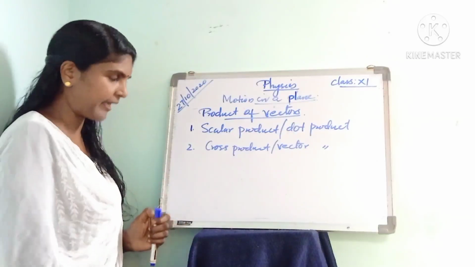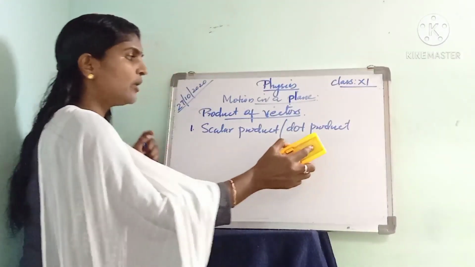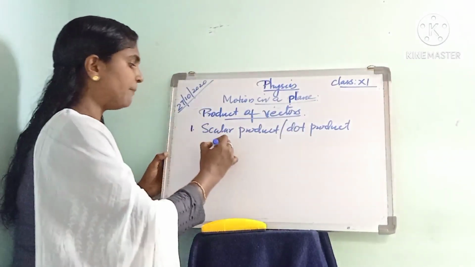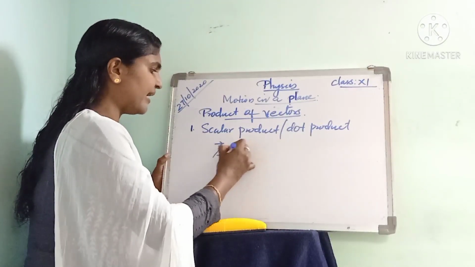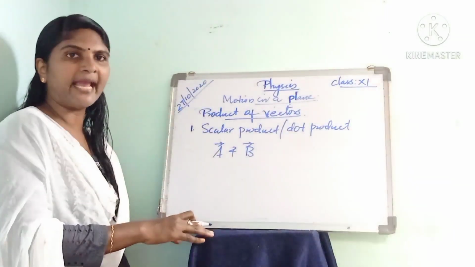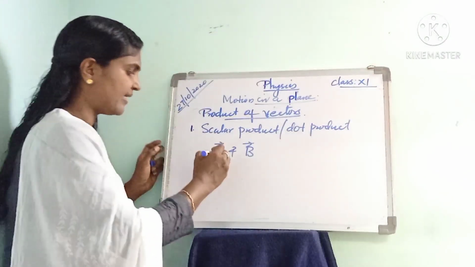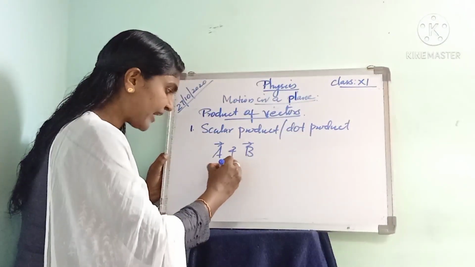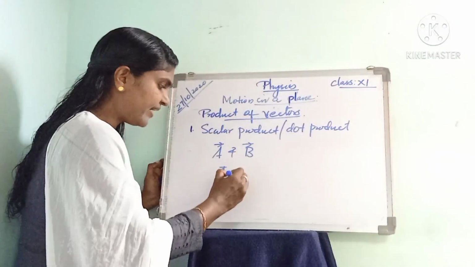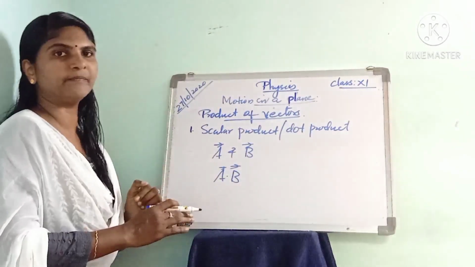Let's see one by one. First we can discuss the scalar product or dot product. Suppose we have two vectors A and B. The scalar product of these two vectors can be represented as: first we write the vector A, after A we put a dot, then vector B. This is written as A dot B.